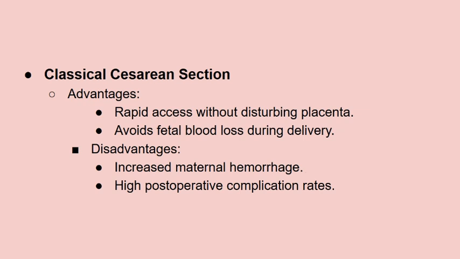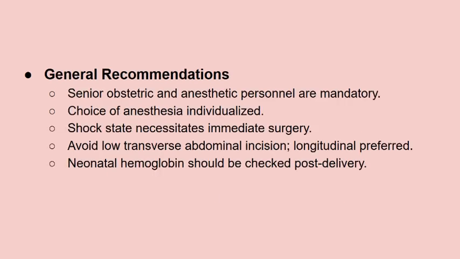So if you decide to do a classical cesarean section, you should know that there are some advantages. Here there may be rapid access. You may not disturb the placenta. There's less likelihood of fetal blood loss because you're less likely to cut through the placenta. There may be increased maternal hemorrhage because classical cesarean sections bleed more than lower segment cesarean section, and there may be the issue of high post-op complications. So generally, we recommend that a senior obstetric personnel should be the one who does the surgery.